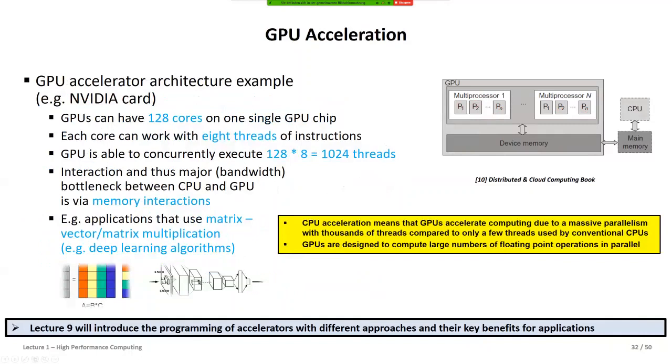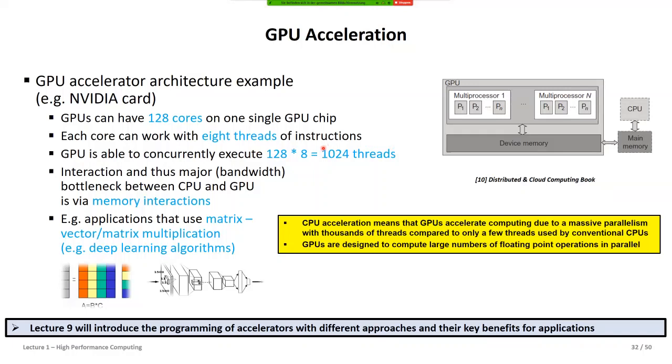You see here already an example with a, let's say, older, smaller NVIDIA card, but still very relevant, where you have already 128 cores on one single GPU chip. These days, we have much more of them. But the point is to understand that these threads can all be working in parallel on these different processors, leading suddenly very quickly to a large amount of threads.